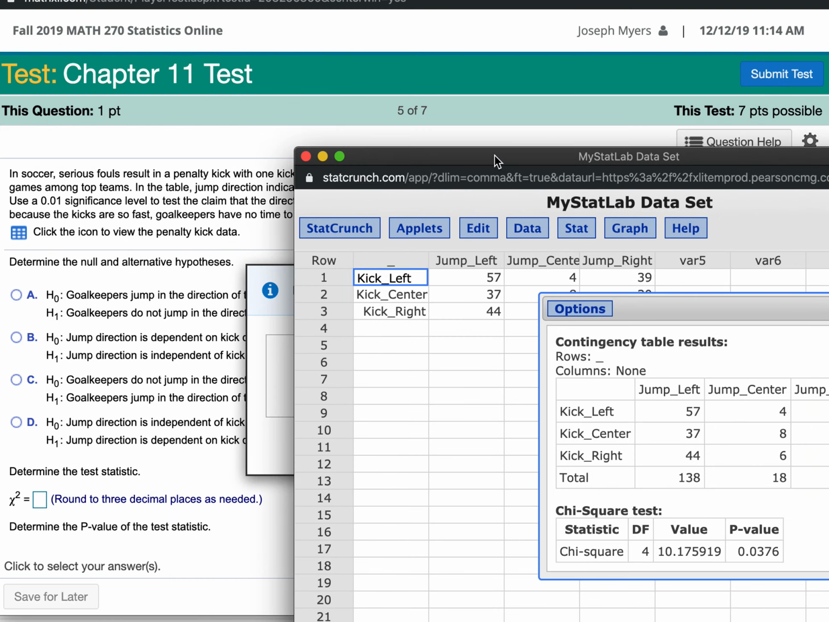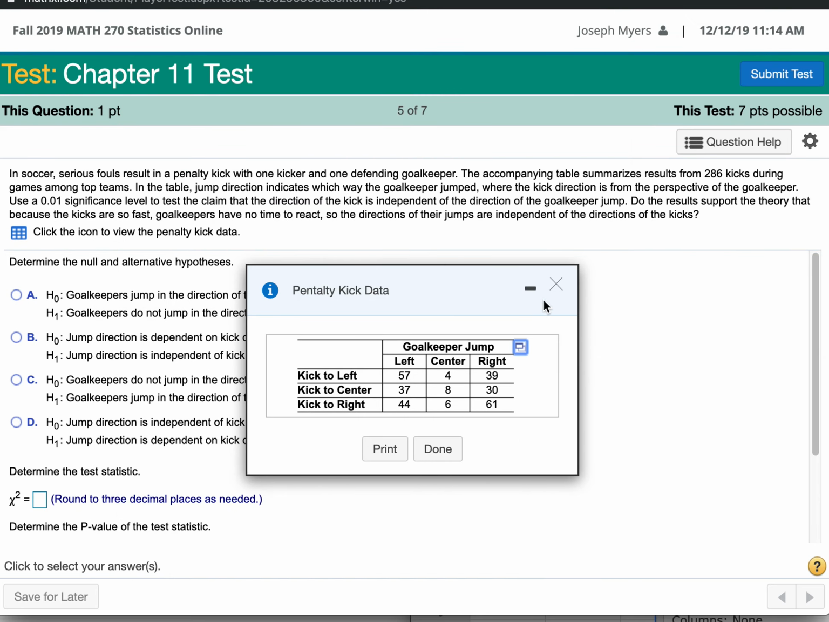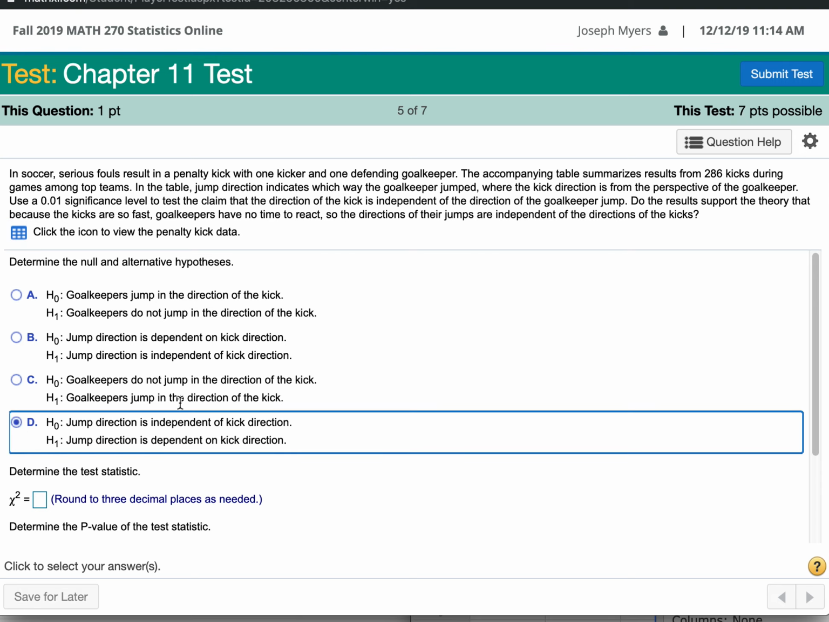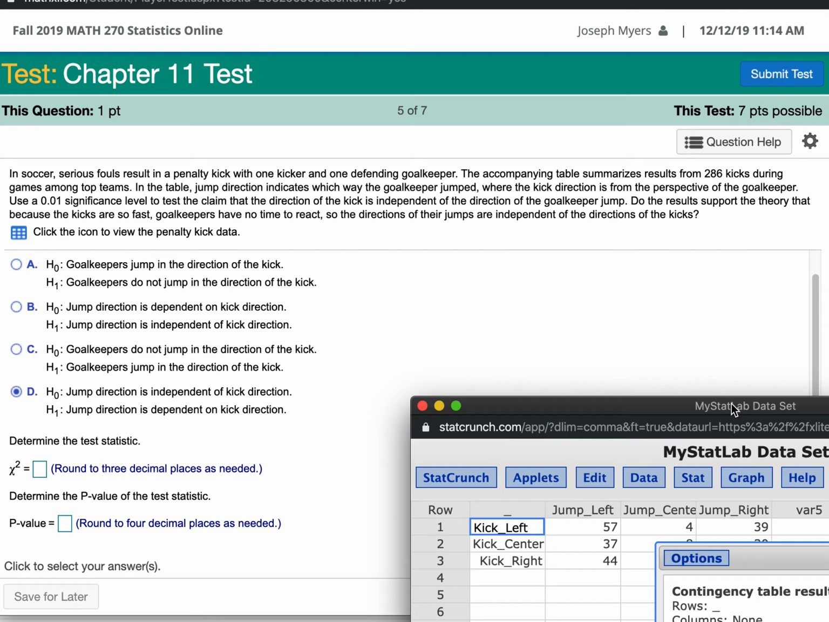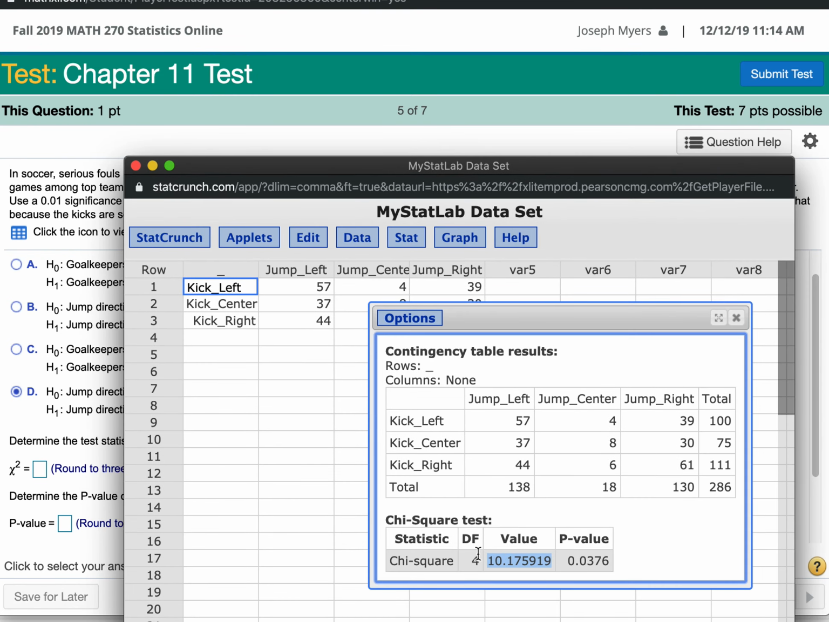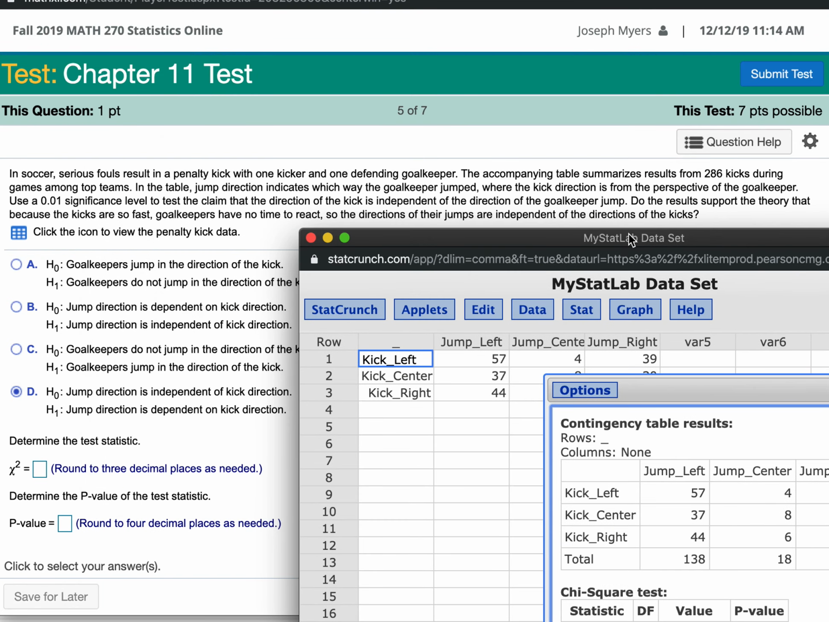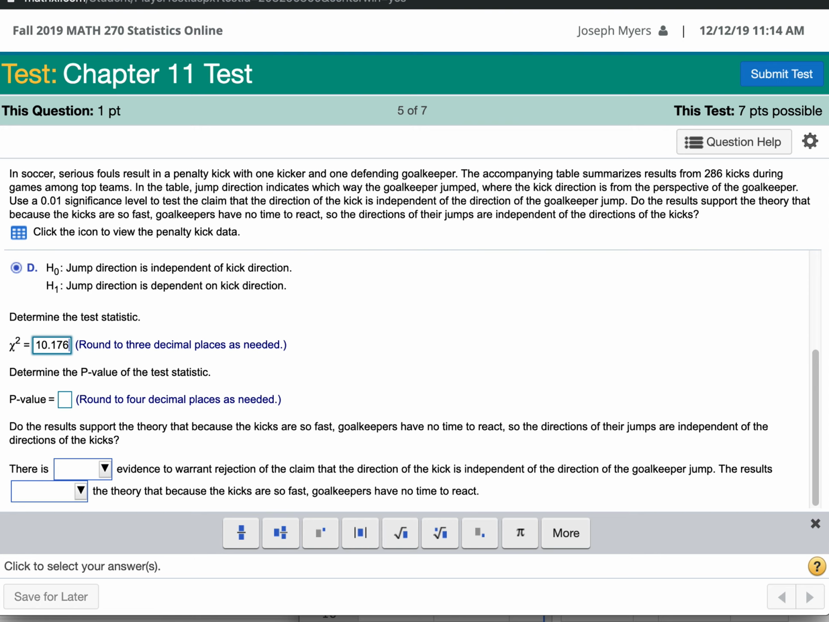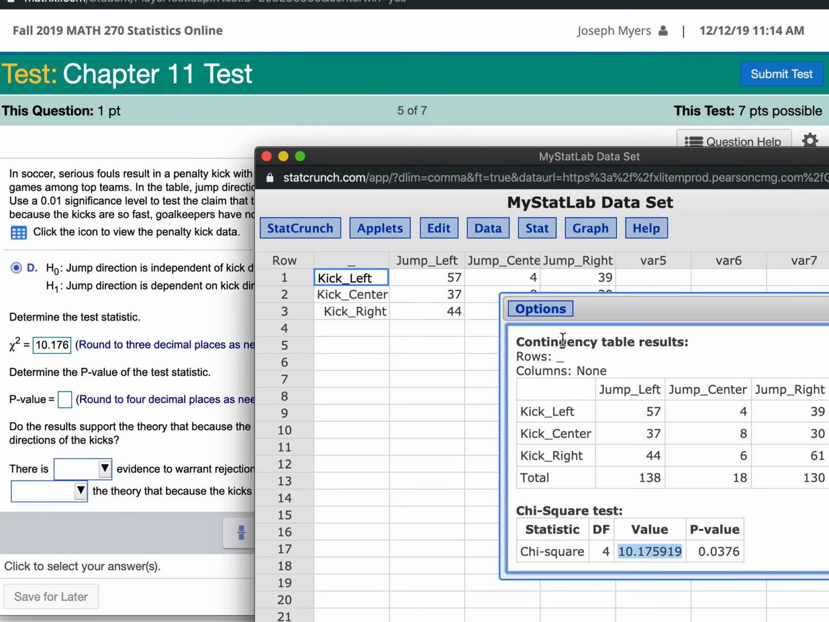So the hypotheses would be that goalkeeper jump is independent of the kick direction. The test statistic is this one. Chi-square value is 10.17. So put that in there. 176 if I round it off. The p-value is 0.0376.